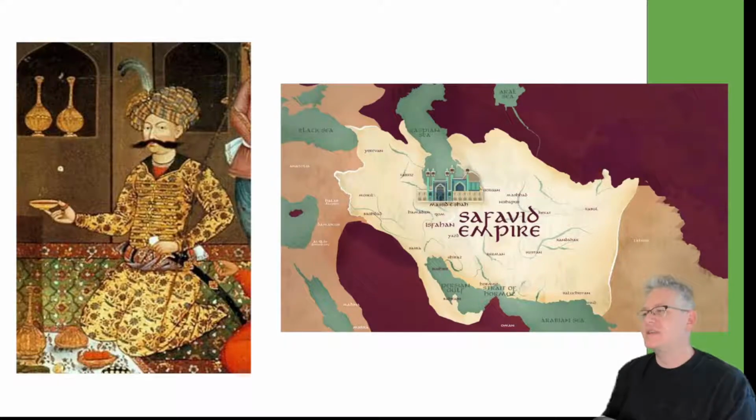Over there on the right, you can see the Safavid Empire. It's kind of a weird map. I liked it because it was sort of nice looking. But you can see, again, it's mostly modern-day Iran, and the capital up there in the north.